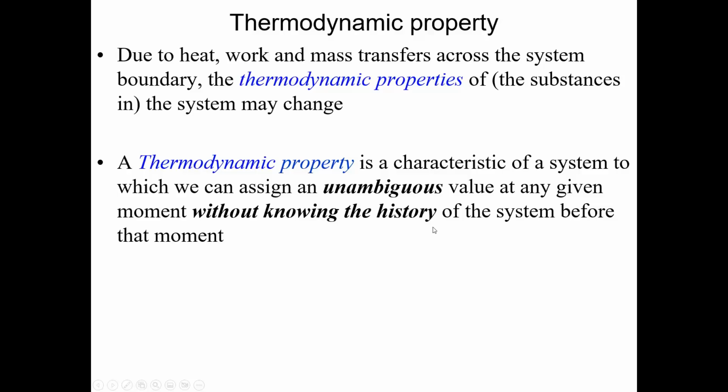And the second phrase is without knowing the history. So the property, in fact, only depends on the condition of the system at the moment when we try to find out this property. It should not depend on the history before that moment, what happened before that moment. It only depends on that moment itself, not the other moments. Okay, let's see a few examples of thermodynamic properties and quantities which are not thermodynamic properties.